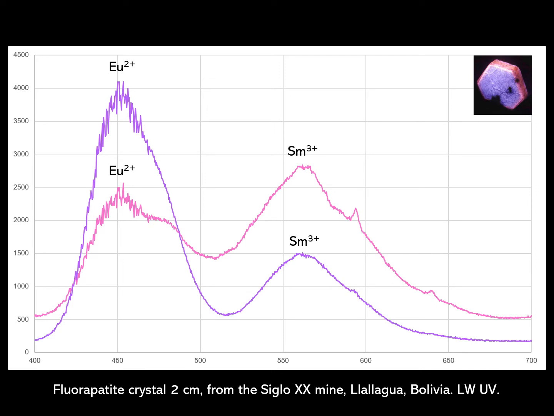As for the purple that's observed on the pinacoid, this is most likely from the incorporation of europium 2+, represented by that 450 nanometer peak, and manganese 2+.